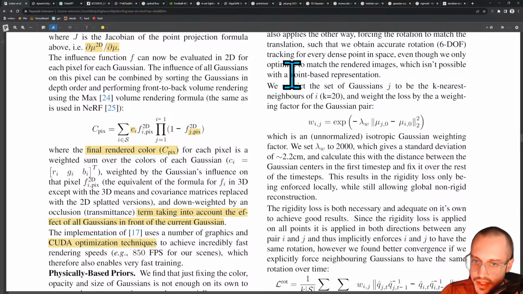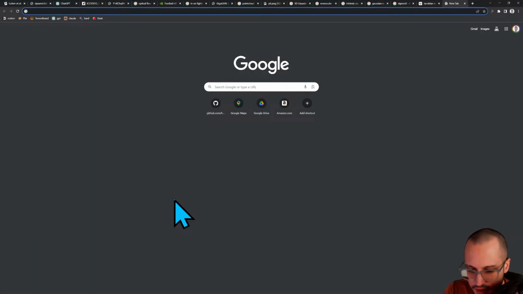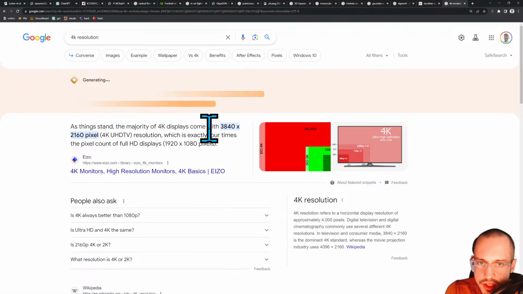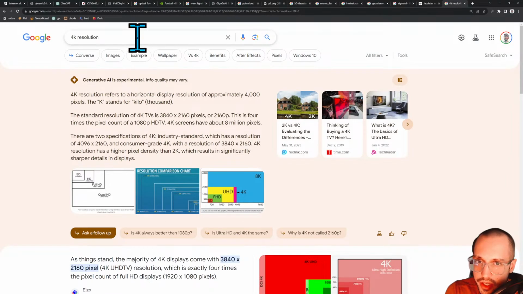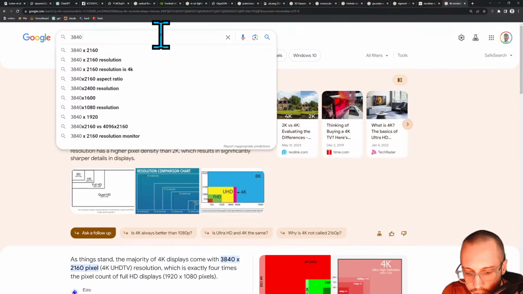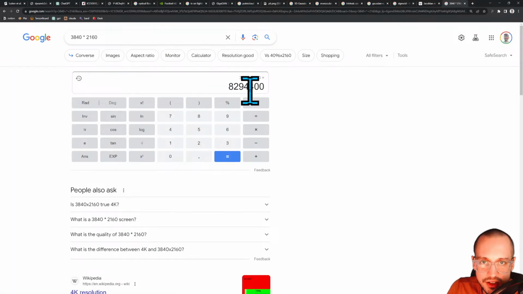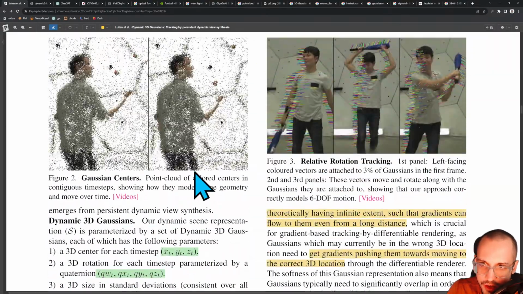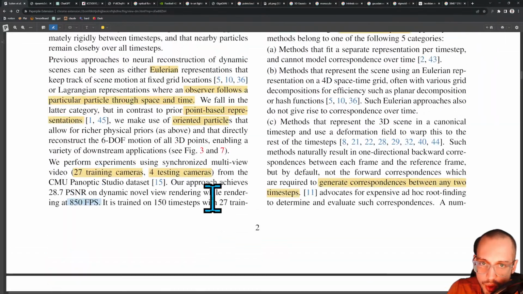Okay. Physically based priors. So actually, one thing: let's say you have a 4K resolution. What is that? 4K resolution is 3840 by 2160 pixels. So if we do 3840 times 2160, what do we get? We get about 8,294,000. So maybe it's not as crazy as I think it is, right? So whenever they say each of these Gaussians is around 300,000 points, where is it?